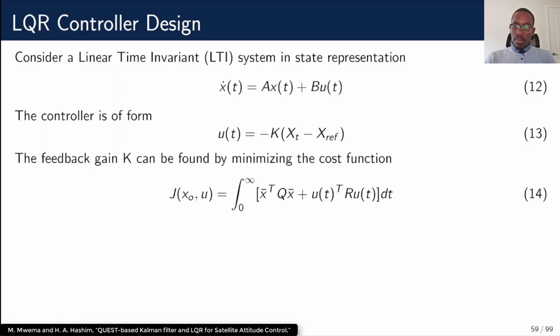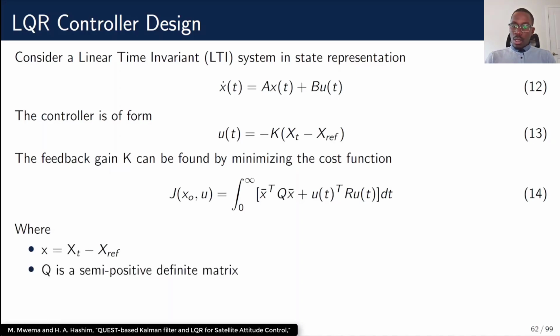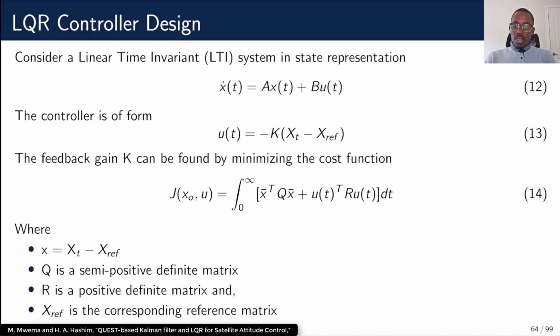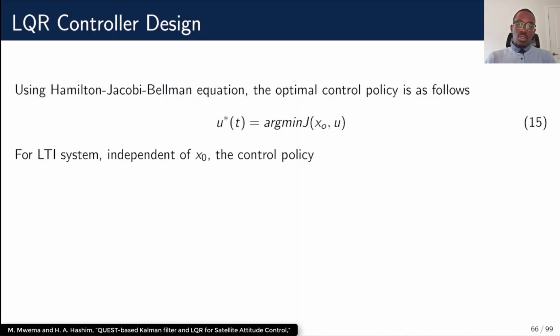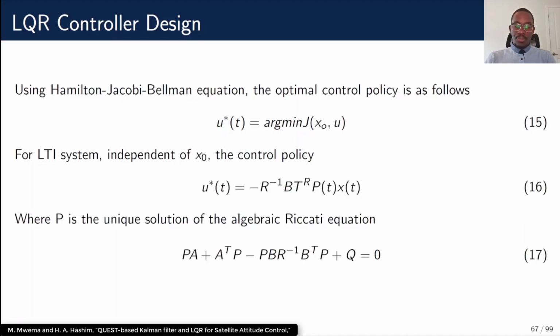function shown, where X represents the error, Q is a semi-positive definite matrix, R is a positive definite matrix, and X subscript ref is the corresponding reference matrix. So using the Hamilton-Jacobi-Bellman equation, the optimal control policy is as follows. And for an LTI system independent of X naught, the control policy is as follows, where P is the unique solution to the algebraic Riccati equation.